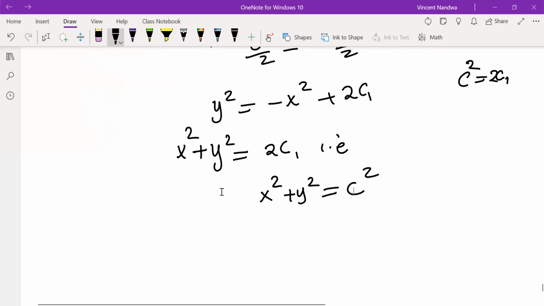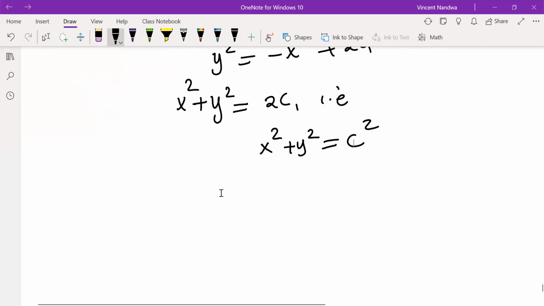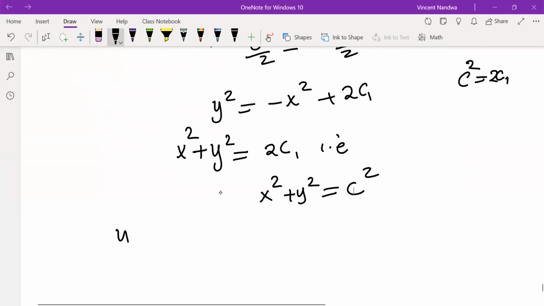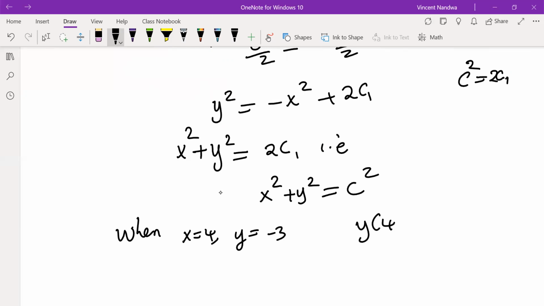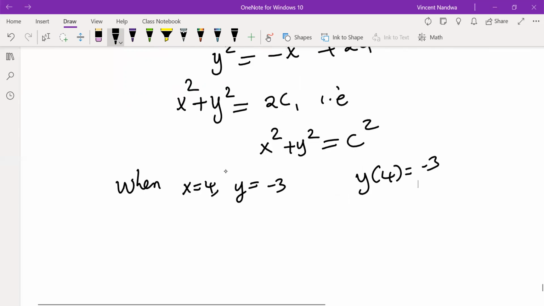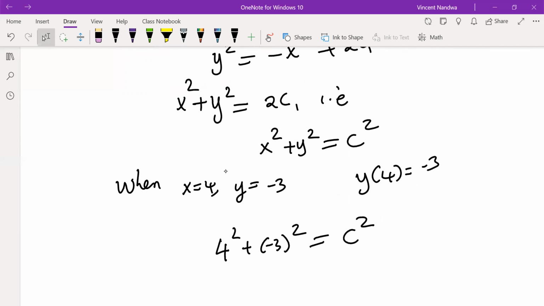So when x is 4, y is given as minus 3. That's why we have the condition y at 4 is minus 3. So we'll have 4 squared plus minus 3 squared equals c squared. So 16 plus 9 equals c squared, which implies c squared equals 25, which implies c is 5.